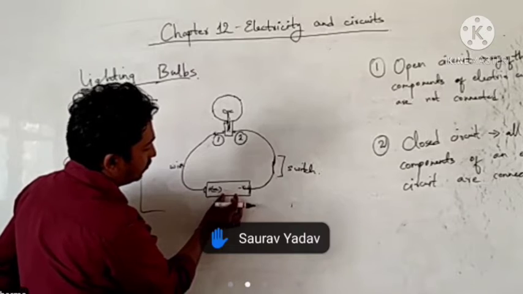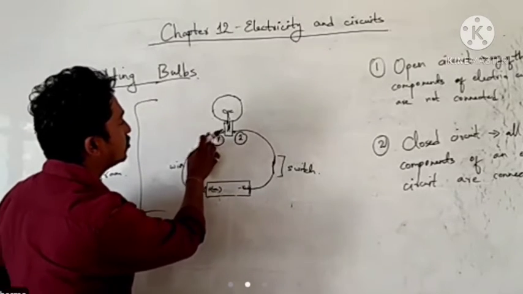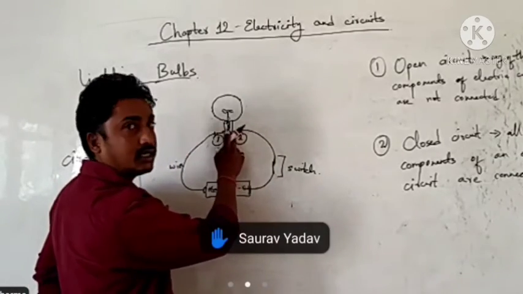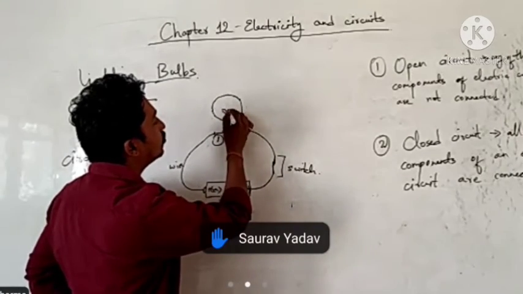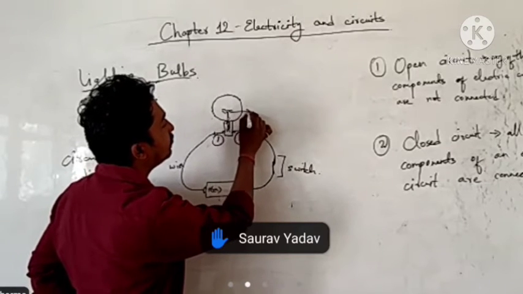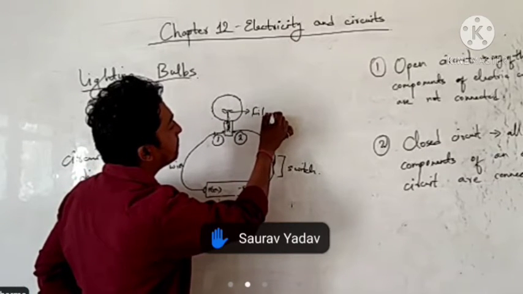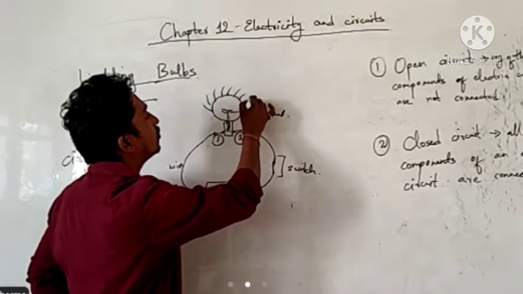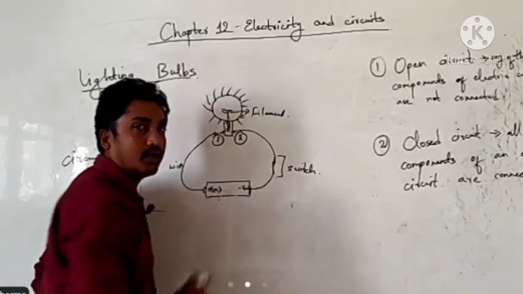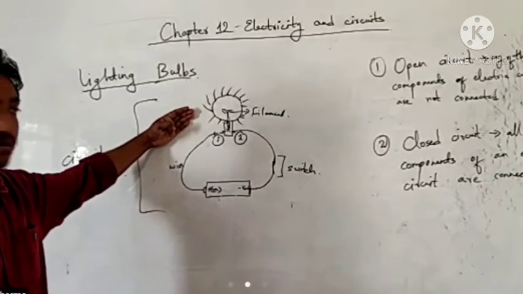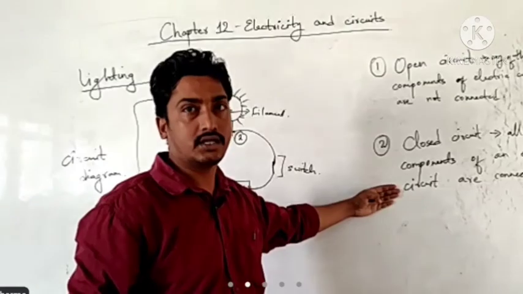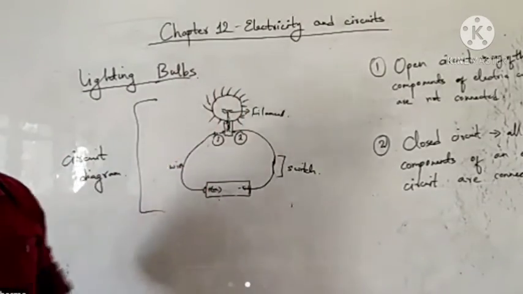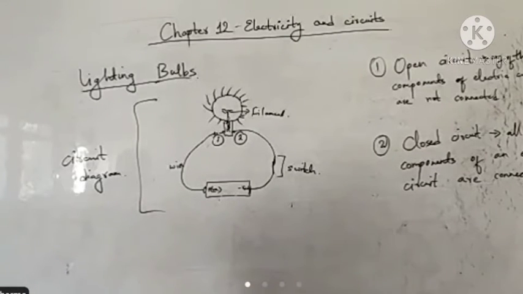So with the battery, the electric current flows through the wire from one terminal to the other terminal, and the bulb will glow because the filament will be heated up and the bulb will glow. And this type of circuit is known as a closed circuit. So this was all about open circuit and closed circuit.